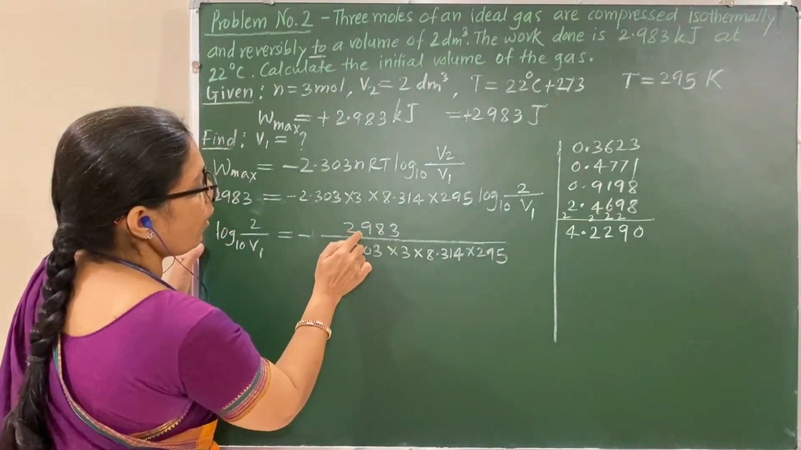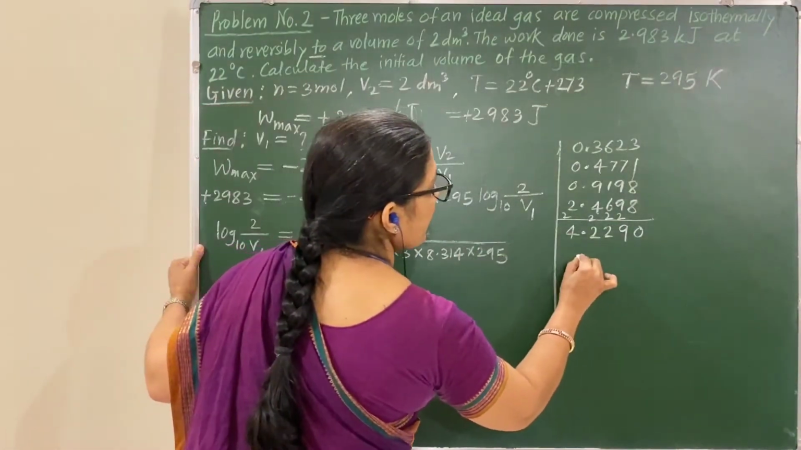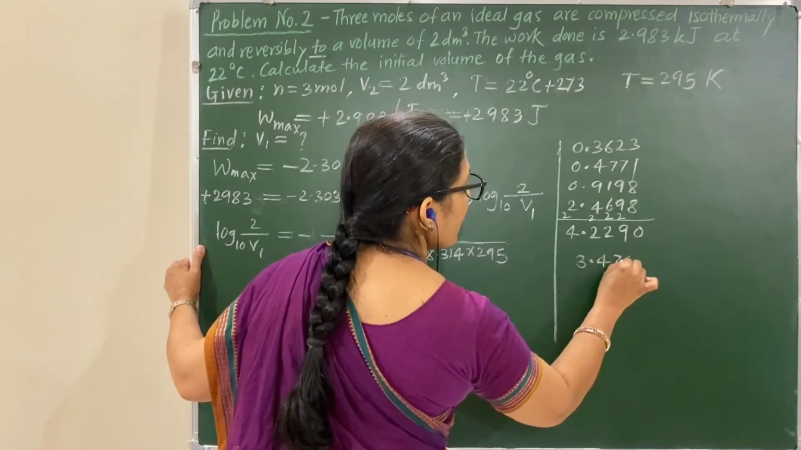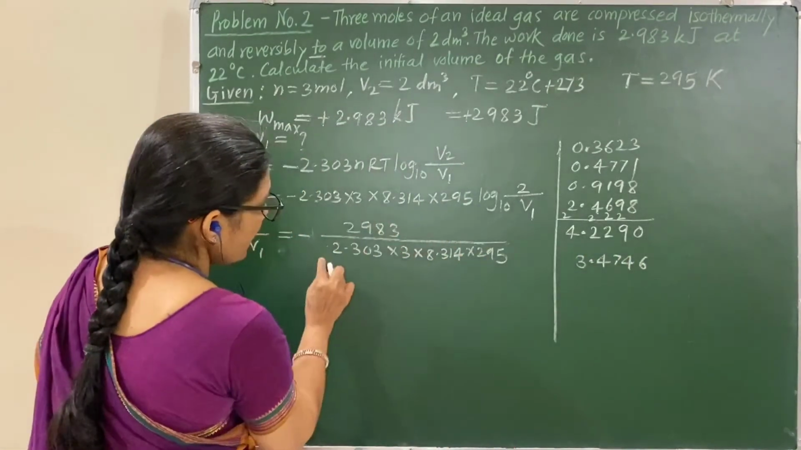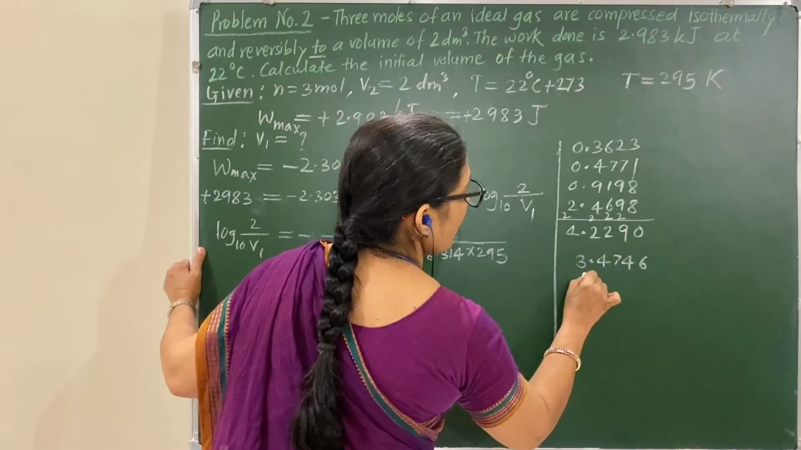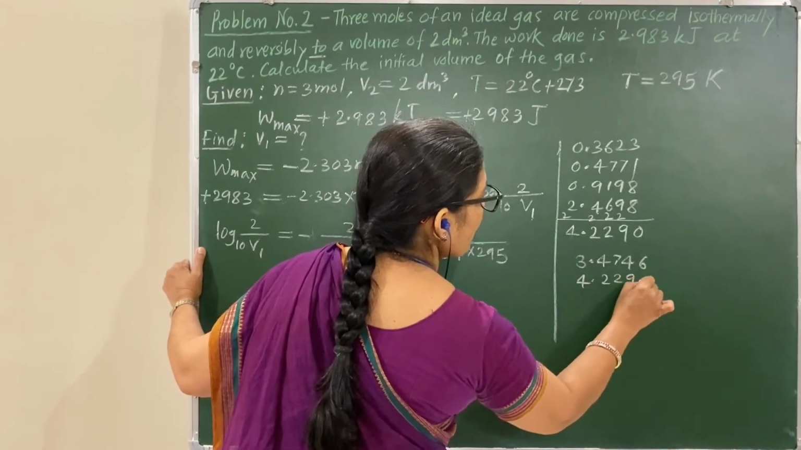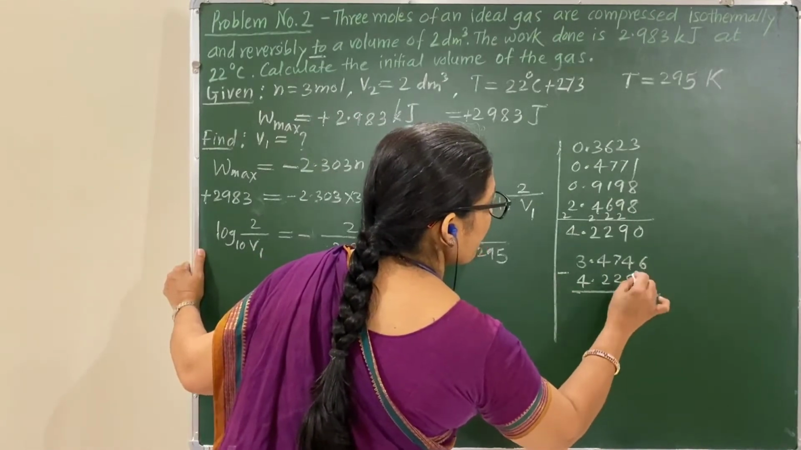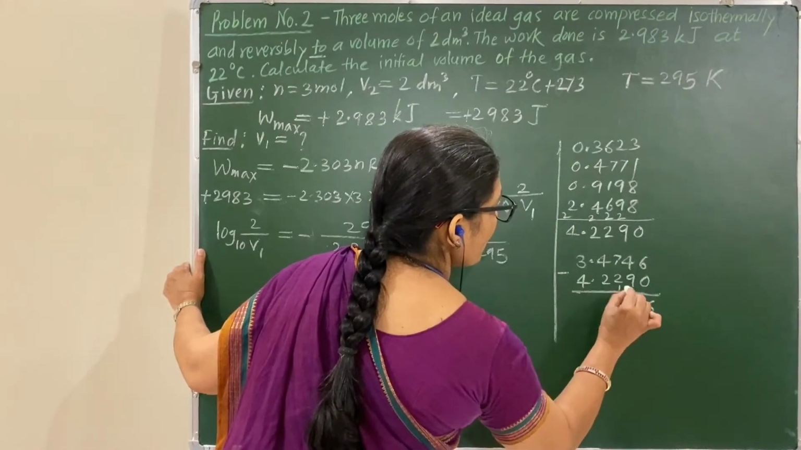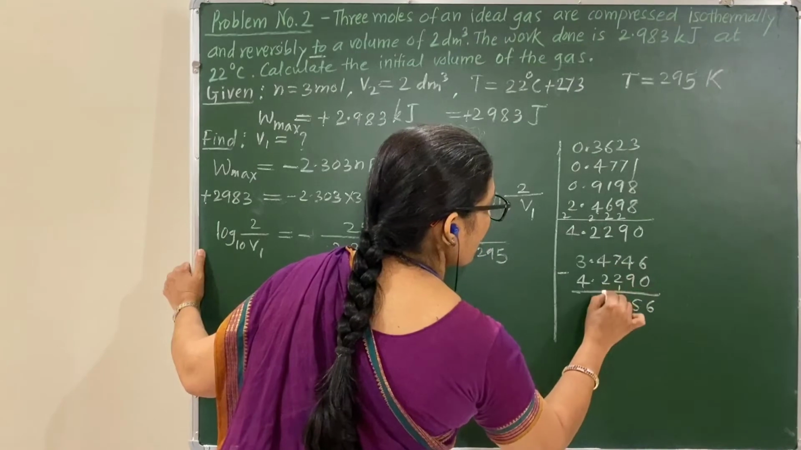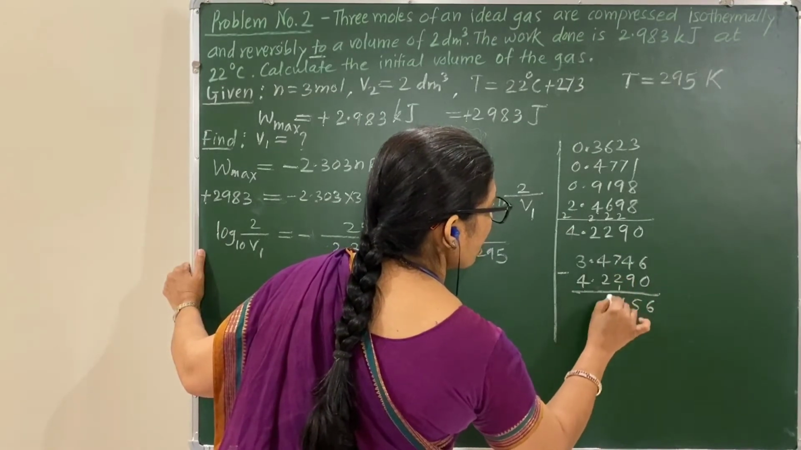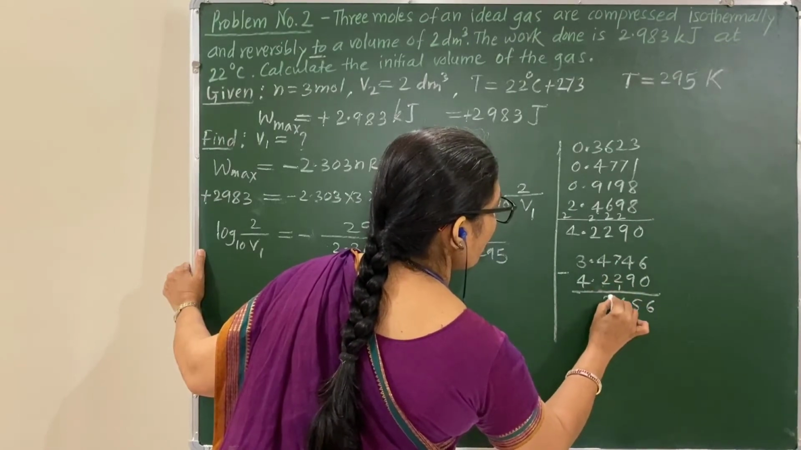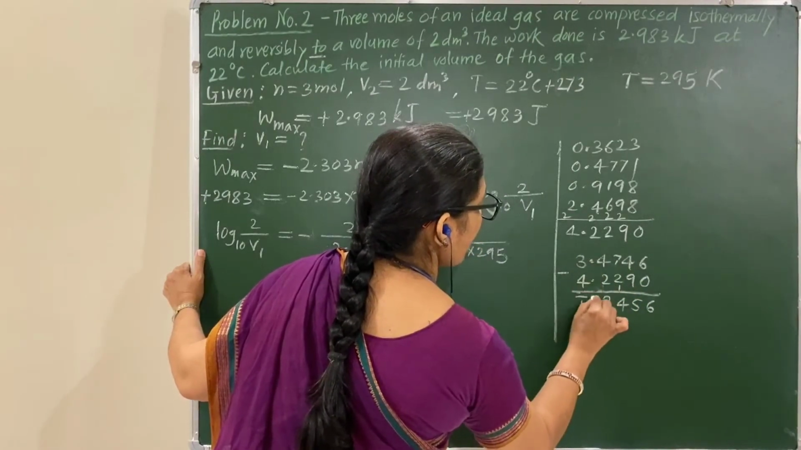Now this one, log of this, that is characteristic 3, the log of this is 4746, minus the sum of this, that is 4.2290. Now subtract this minus this: 6, then 5, then 4, then 4, 2, next one is bar 1.